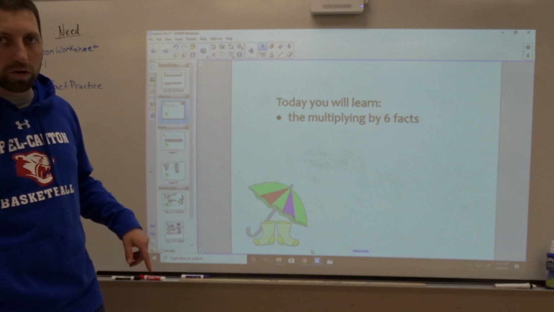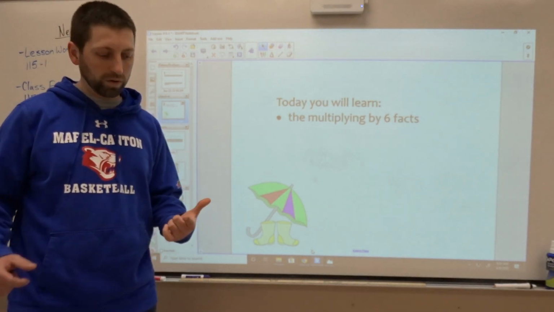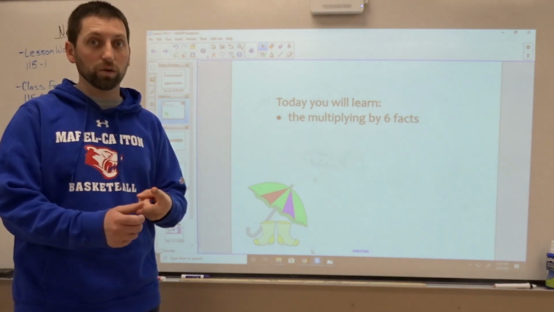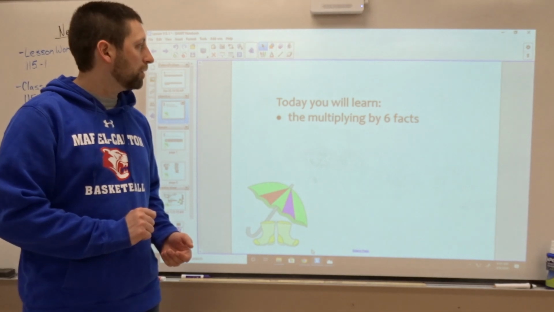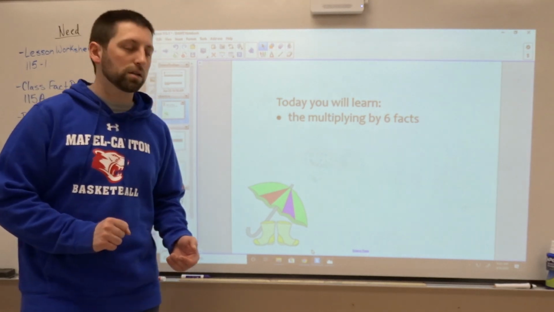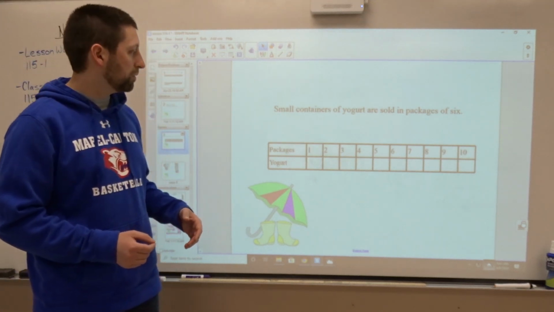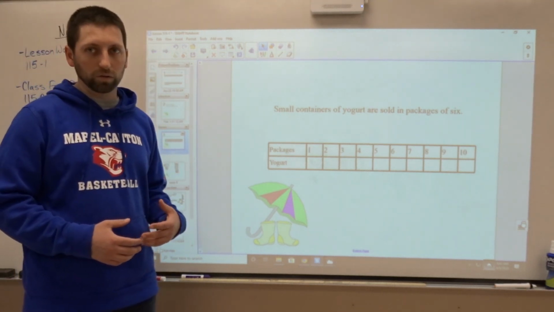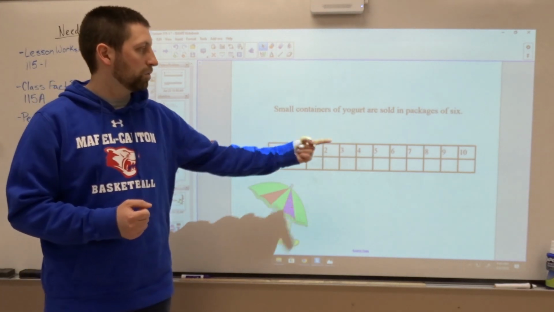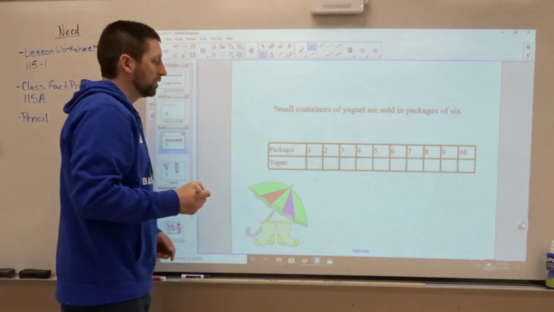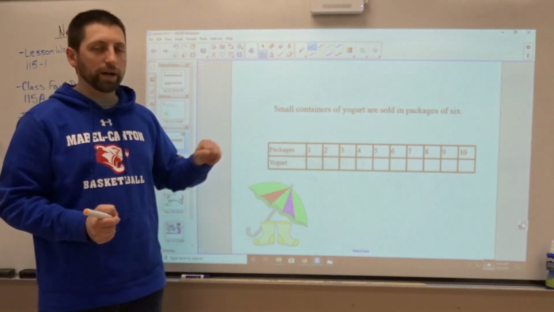Okay, so when we go to the store, we can buy things in groups of 6 sometimes. Maybe at the grocery store we could buy muffins or donuts in groups of 6. We could buy a 6-pack of pop. We can also buy yogurt in 6 packs as well. So we're going to pretend that we went to the grocery store, we found packages of yogurt, and we are going to figure out if we buy 6 at a time in one package, we'll go all the way up to 10 here.